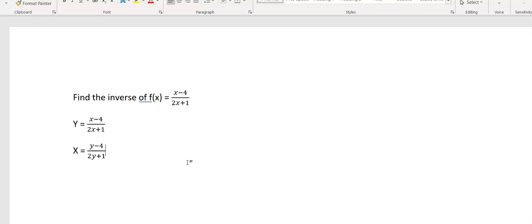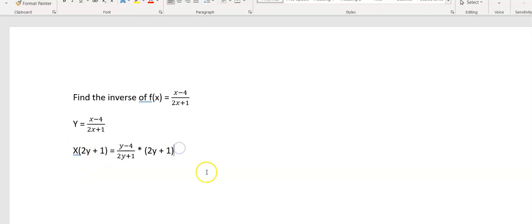And we've got a problem here of this ugly fraction on the right-hand side. So to get rid of fractions, what we want to do is multiply both sides by the denominator. So on this side, I'm going to multiply by 2y plus 1. But of course, what I do to one side, I've also got to do to the other side. So I'll multiply both sides by 2y plus 1.